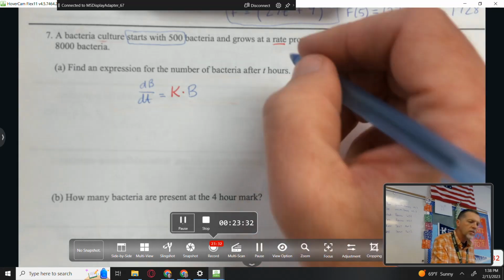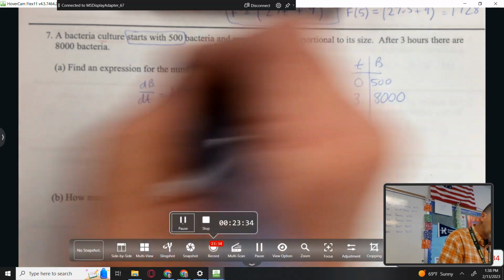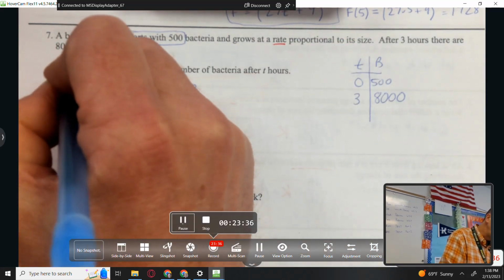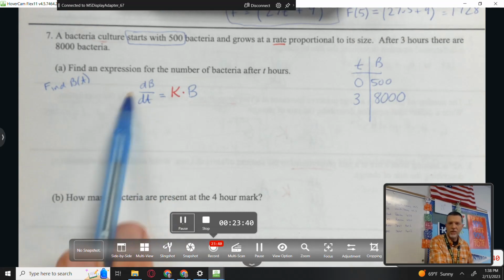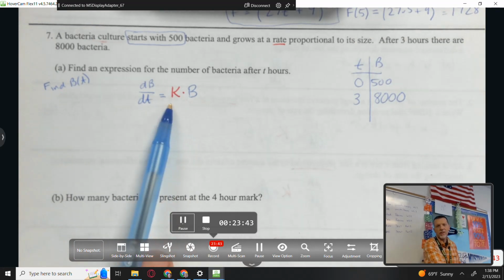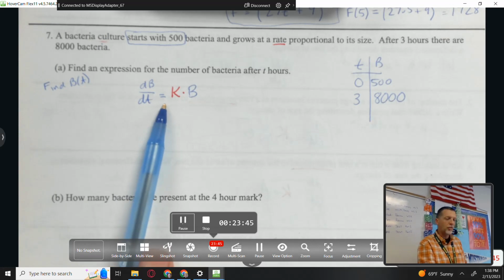So that means what we want is B of T. Right, so this statement isn't enough. I mean, it's correct, but it's not what it's asking for. It might get you a singular point, because that would be the first thing you'd have to do.